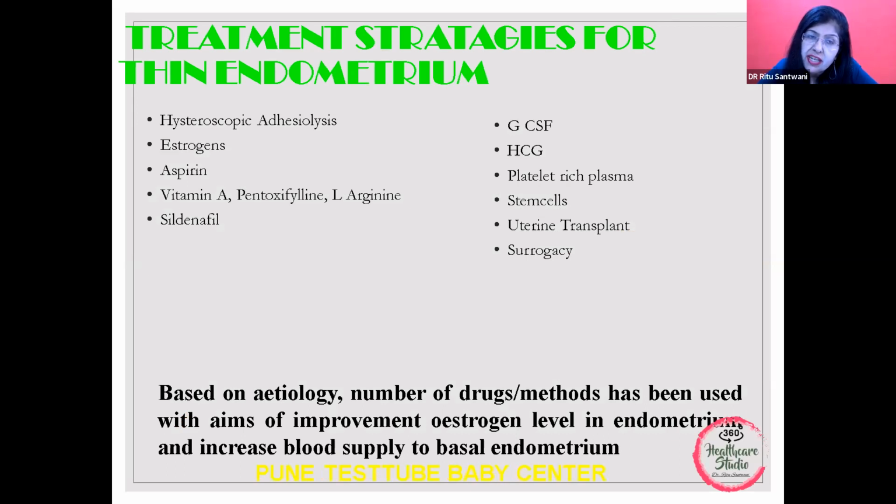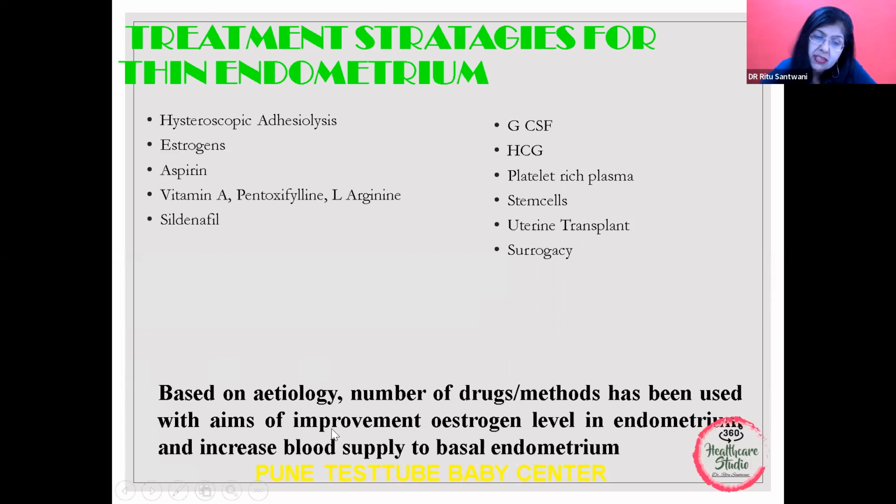So now, what is the treatment for this thin endometrium? As we all are aware, hysteroscopic adhesiolysis, estrogens, aspirin, vitamin A, pentoxifylline, L-arginine, or the use of sildenafil. Among this is G-CSF, HCG, PRP, stem cells, uterine transplant, and surrogacy. As we all know, still there is a lot of confusion regarding the use of G-CSF. I get a lot of queries on how to use this G-CSF and how to use sildenafil. So I will take one by one.